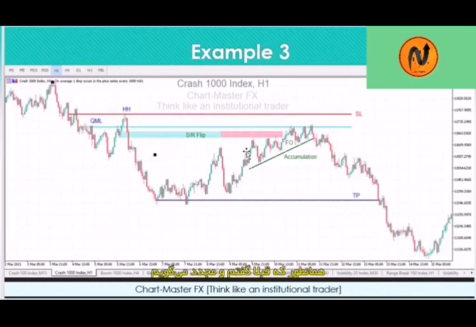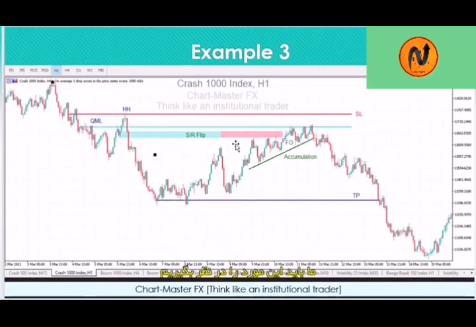I repeat, as I've alluded before, no PA, no go. As the price is approaching the QM level, the price should slow down, should give an indication that the price is going to react on that decision point.